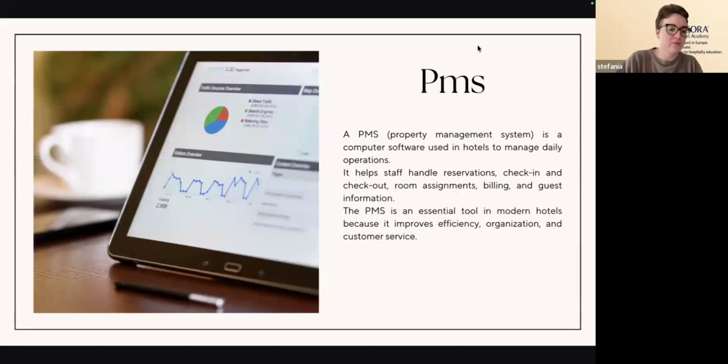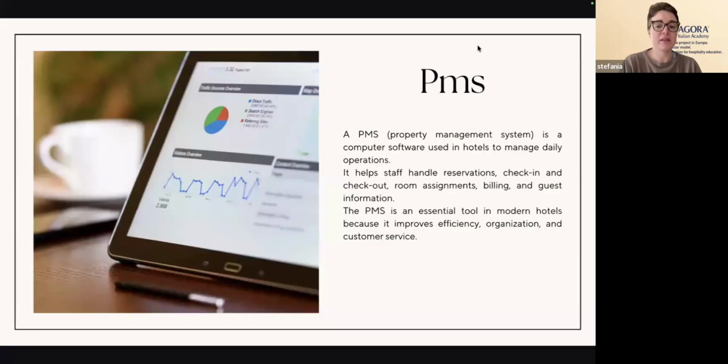And the PMS, we have just mentioned before. PMS means Property Management System. It's a software which is used in hotels to manage daily operations. I work for a PMS software company, so I give assistance and do training to operators about the PMS used.